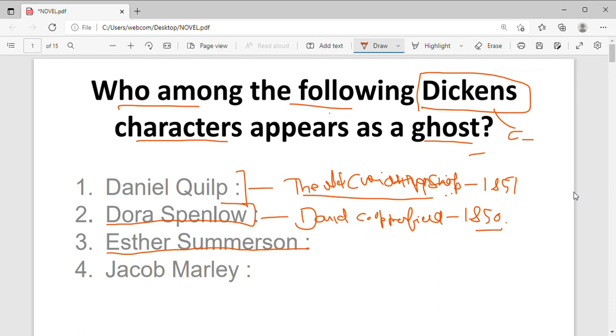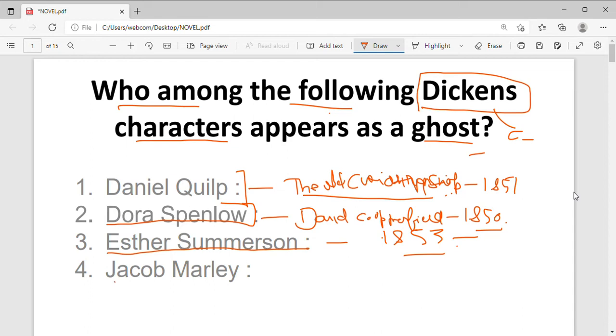Then we have Esther Summerson. Esther Summerson is the only female character who appears as a narrator in a Charles Dickens novel. She is the daughter of Lady Dedlock, in the novel called Bleak House, published in 1853. It is about a legal case running for a really long time, which was an attack by Charles Dickens on the courts and legal actions of the United Kingdom. Jarndyce and Jarndyce was that case. So this is a character we meet in Bleak House, and none of these characters appear as a ghost.